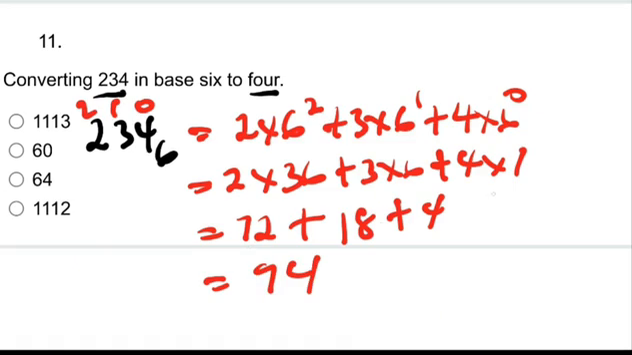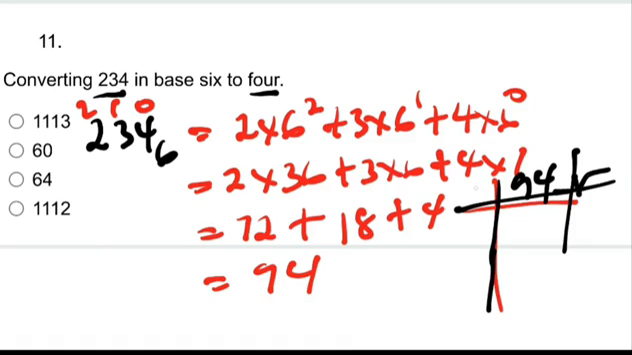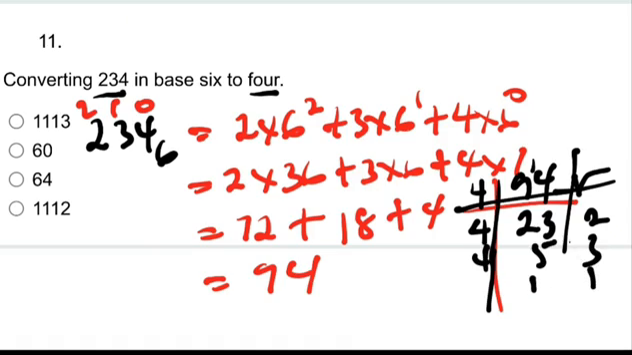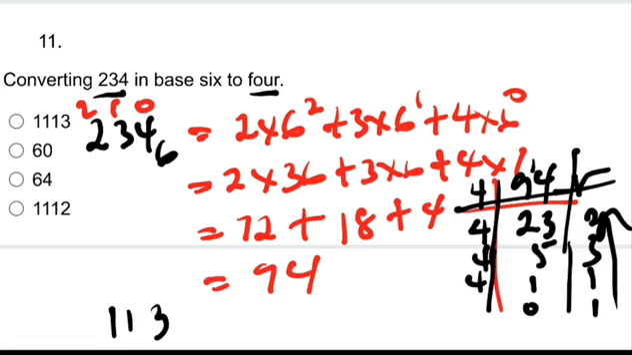So let's use this side. So we have 94, then we have remainder. So we have base 4: 4 here, 23, remainder 2; 4 here, 5, remainder 3; 4 here, 1, remainder 1; and 4 here, 0, remainder 1. So the answer from the bottom will be 11332.